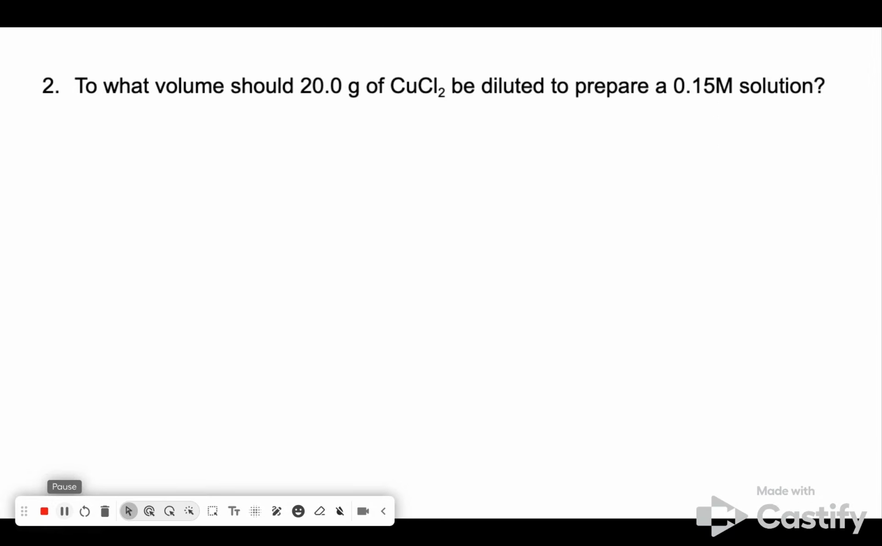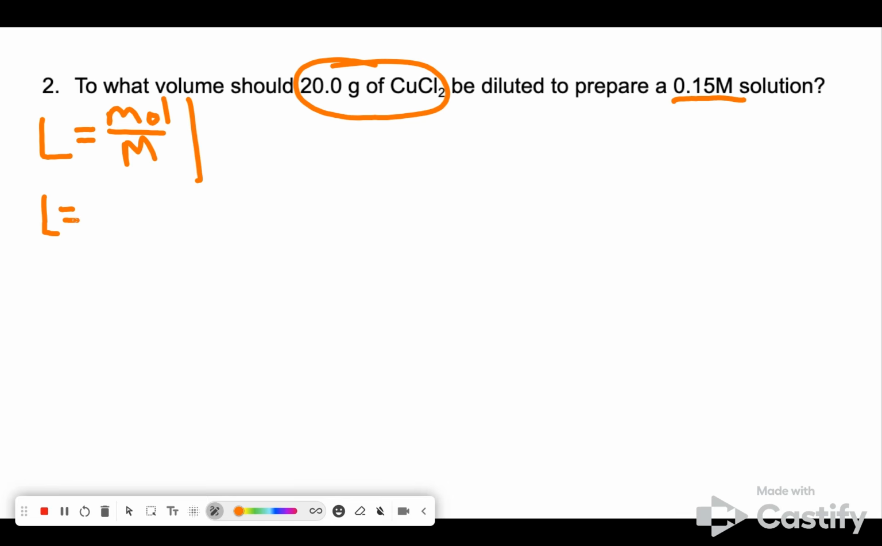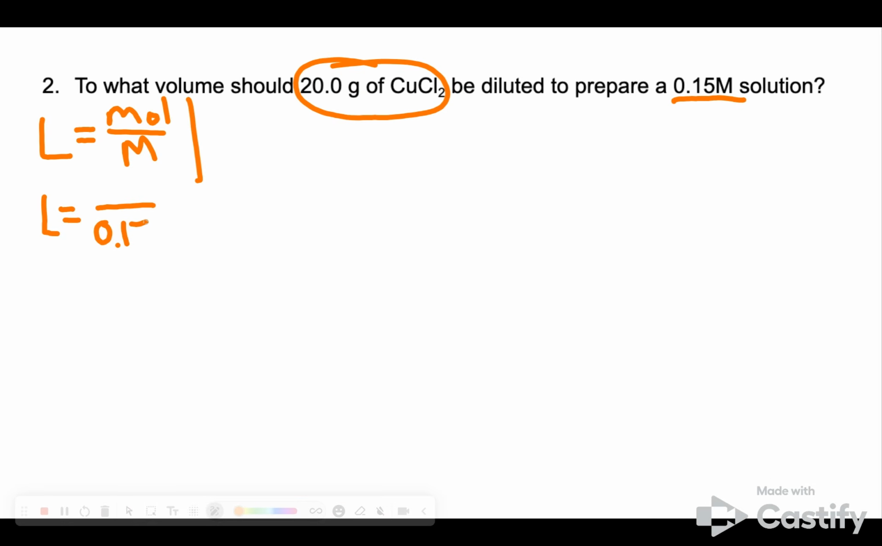And now we're ready with problem number 2. It says, what volume should 20 grams of copper chloride be diluted to make a 0.15 molar solution? They want to know volume, so the equation I'm going to use is liters is equal to moles divided by molarity. I don't have moles yet, so I have to convert this. But this here is already in capital M, so I can just substitute that one in. So liters is equal to, my molarity is 0.15 molar. And now I need to figure out my moles.